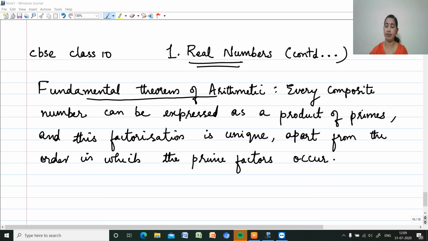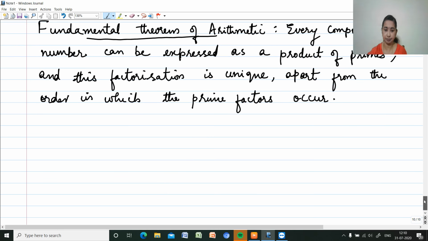That means every composite number can be expressed as a product of primes. Composite number means there will be factors for that, and we have to write every composite number as a product of primes. Any composite number can be expressed as a product of prime numbers. We'll take one example for that. We'll take 140. How to write 140 as a product of primes?